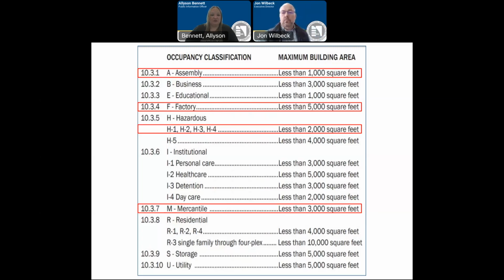Any questions on multiple occupancies? Doesn't appear to be any.